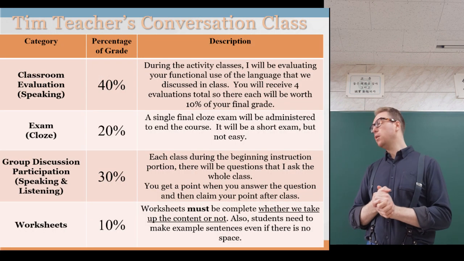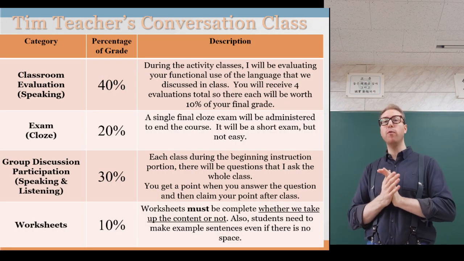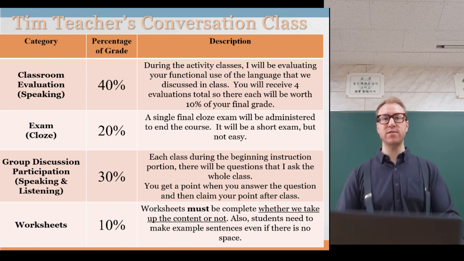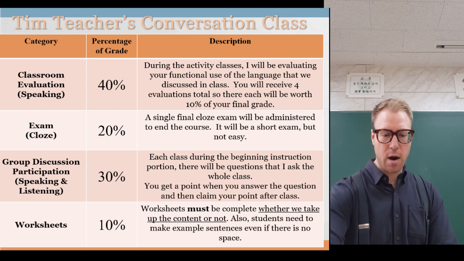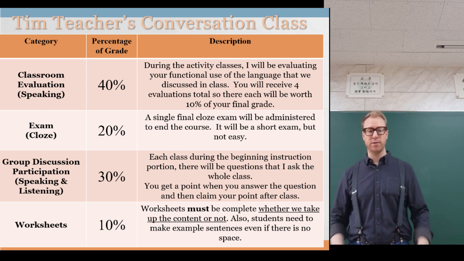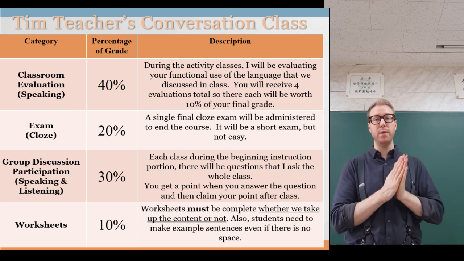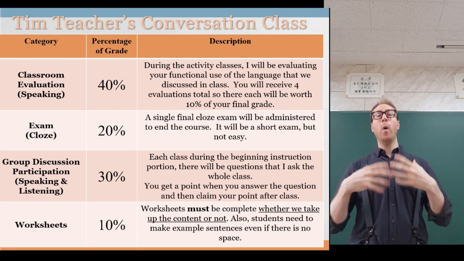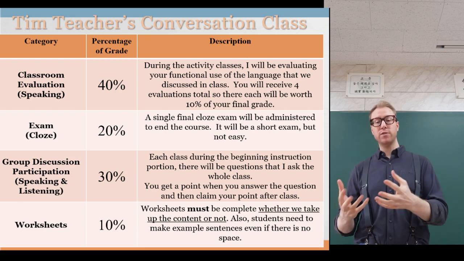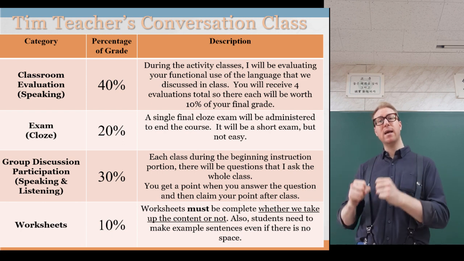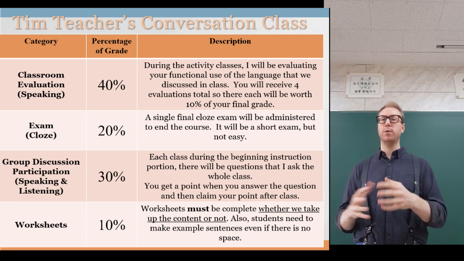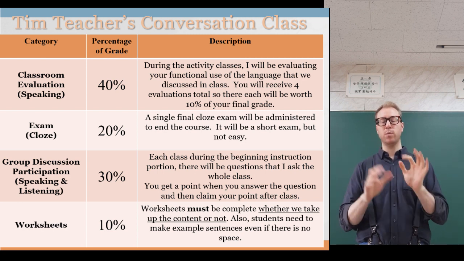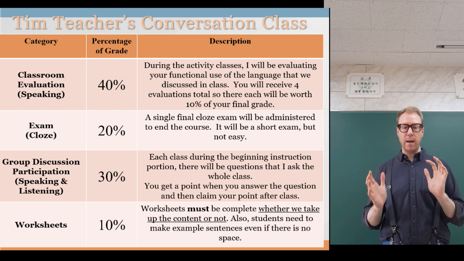Now we're going to look at the conversation class overall grading rubric. The grading rubric is set up so that there are 4 major categories. The first one is classroom evaluation, or your speaking. During the activity classes, I'm going to evaluate what you're saying, as you try to do a task and at the same time use the language that we've learned in class. I'm going to field lots of questions. I know on Zoom you will have lots of questions. That's okay. That's worth 40%.